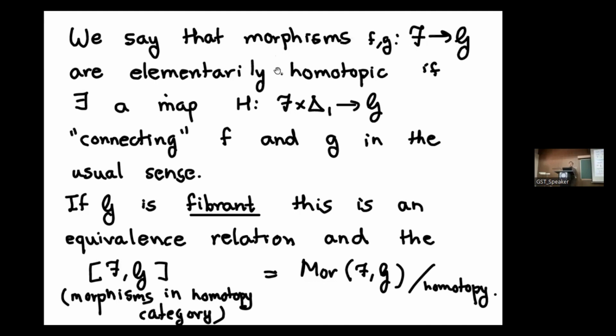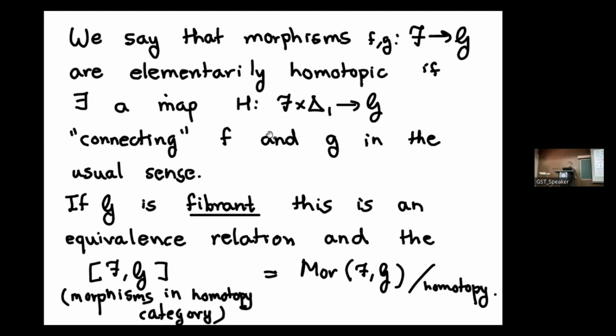These are elementarily homotopic if there is a map H from F cross delta 1 to G, which connects little f and little g in the usual sense. I didn't write down the explicit definition because that's too much writing, but you know what I mean, right? So delta 1 has got two vertices. If you look at what this H is inducing on F cross one vertex, that is going to give you little f, and on the other vertex, it's going to give you little g. So then this H is a homotopy from little f to little g.